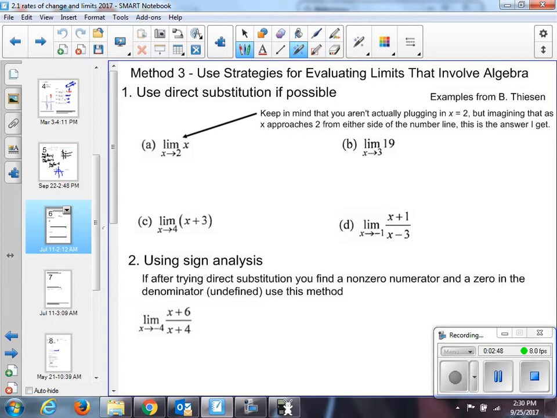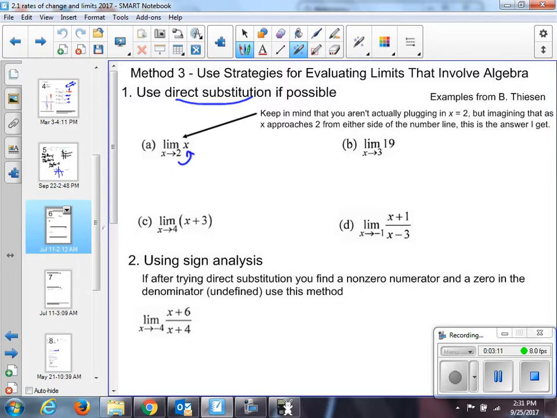If you approach 2 from the left on the x-axis and from the right on the x-axis, so 1.99, 2.01, etc. Doesn't it look like it's going to be 2? It's that simple. You can think of it as directly substituting the 2 into here, because there's no reason why you can't.